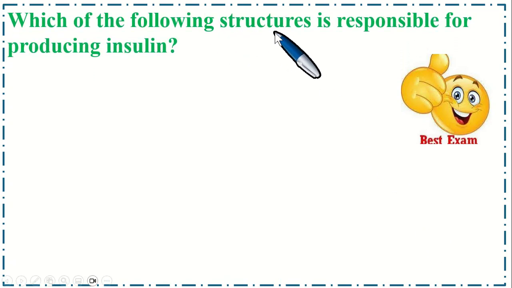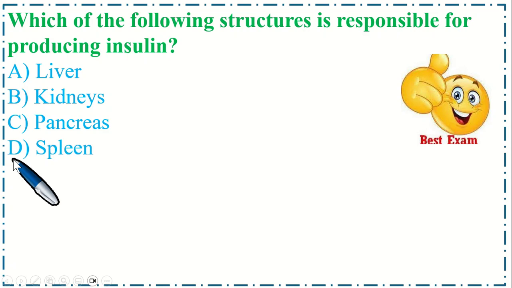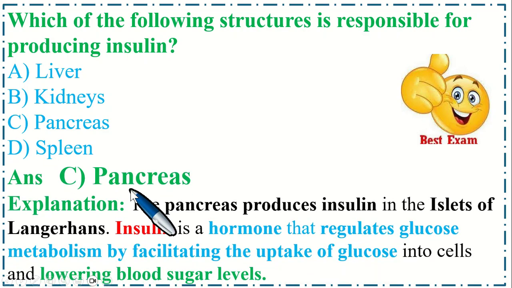Which of the following structures is responsible for producing insulin? Option A liver, B kidneys, C pancreas, and option D spleen. So the correct option is C, pancreas. Explanation: the pancreas produces insulin in the islets of Langerhans. Insulin is a hormone that regulates glucose metabolism by facilitating the uptake of glucose into the cells and lowering blood sugar levels.